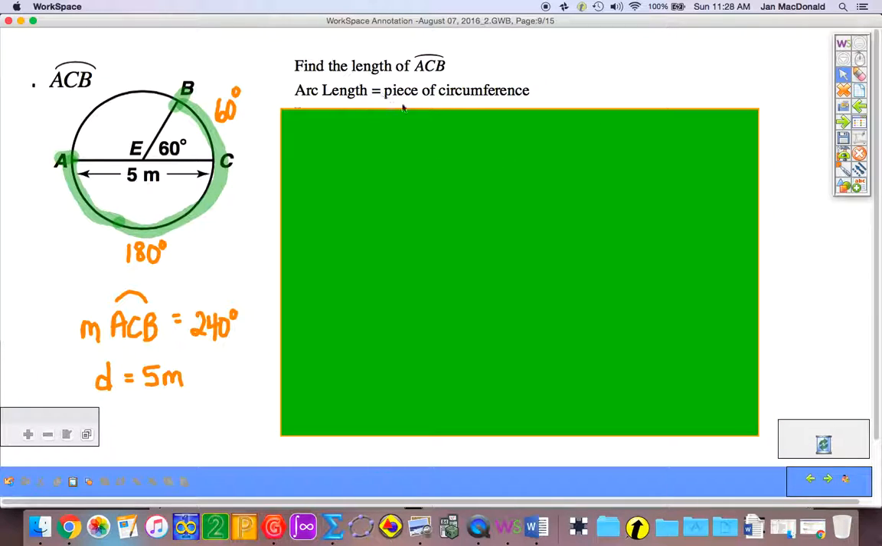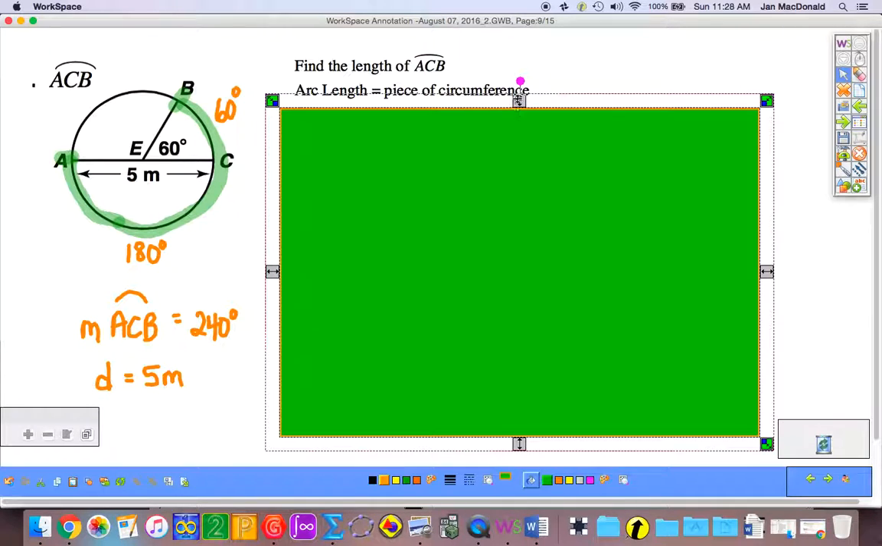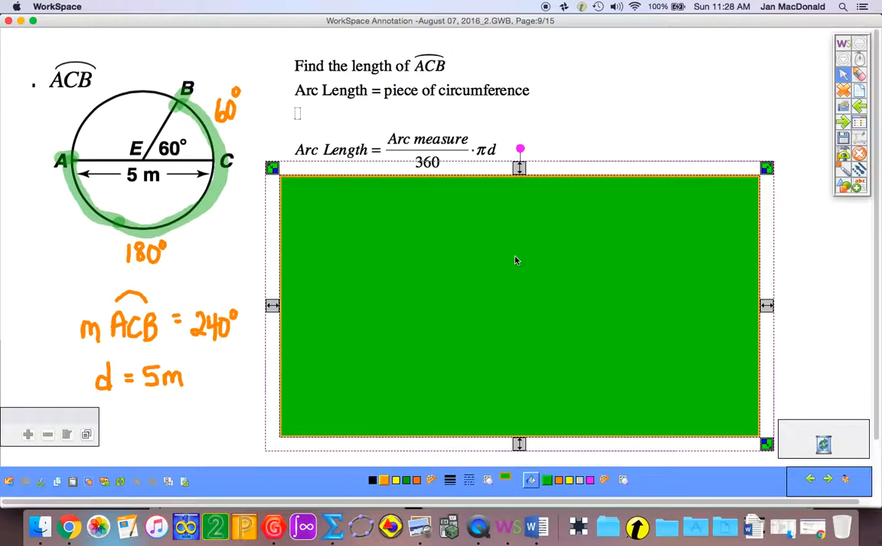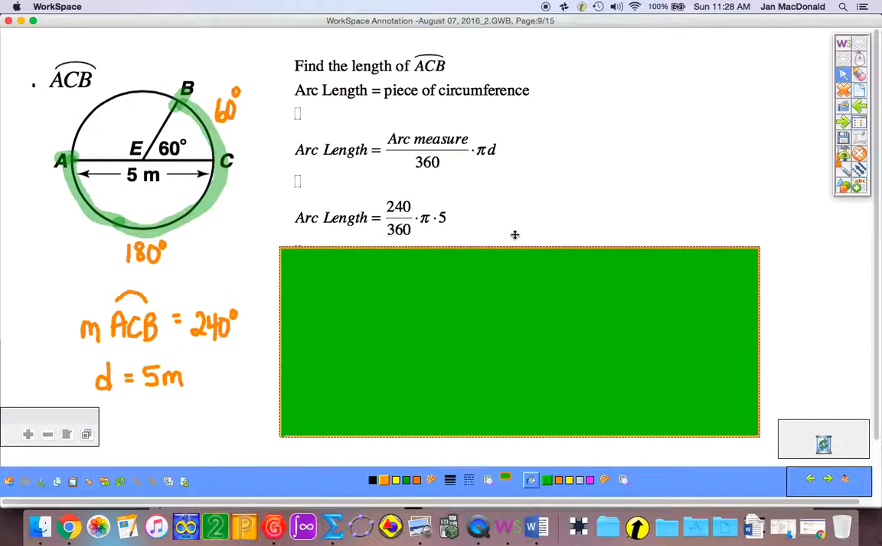Again, arc length is piece of circumference. So I expect to start with a fraction. The word of means multiply, and we're going to use one of our two circumference formulas. In this case, we're going to use pi times diameter because we're given diameter. So our arc length would be equal to 240 divided by 360 because our arc measure was 240 degrees, times pi times 5, which is our diameter.